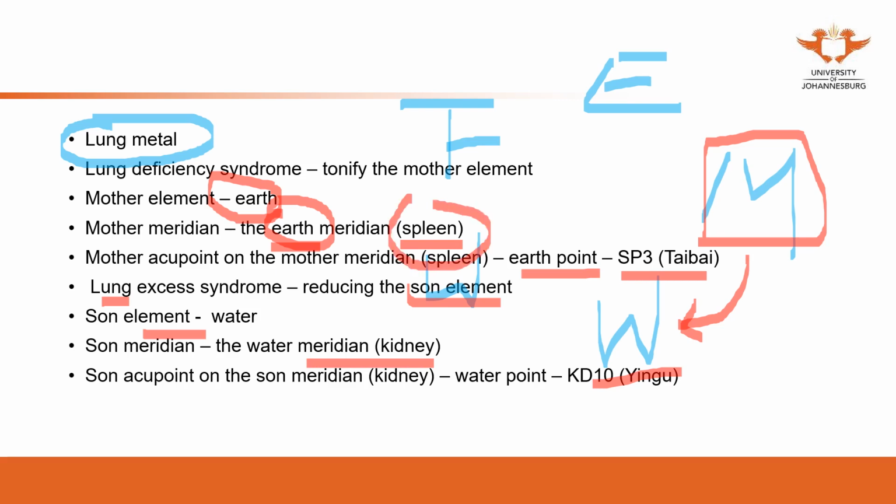Why the spleen? Why the kidney? That's also from the five elements. The kidney is the water. So I'm going to find the points on the kidney. I'm going to find the water point of the kidney meridian, kidney 10. So for lung excess syndrome, I can use kidney 10. Apart from lung 5 or lung 11, I can also use kidney 10, with the reducing technique, for lung excess syndrome.